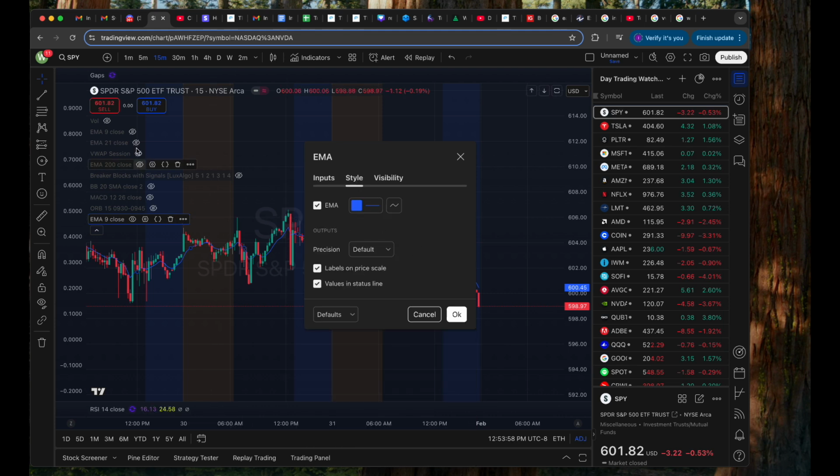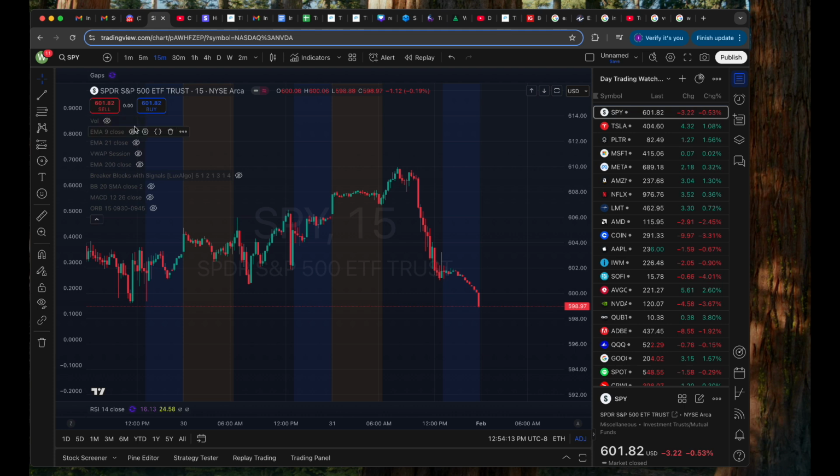So my 9 EMA up here is blue, and then my 21 EMA is orange. No, my 9 is orange, my 21 is blue, and then my 200 is yellow. All right. So that's how you want to set those up. So I'm going to delete that. So I'm going to turn on my 9 EMA right here. It's orange, right? Then I'm going to turn on my 21 EMA, which is blue. And then I'm going to turn on my 200 EMA, which is yellow, right?